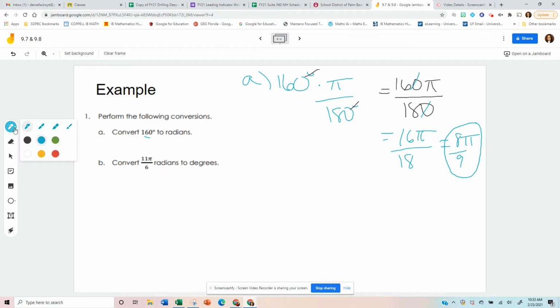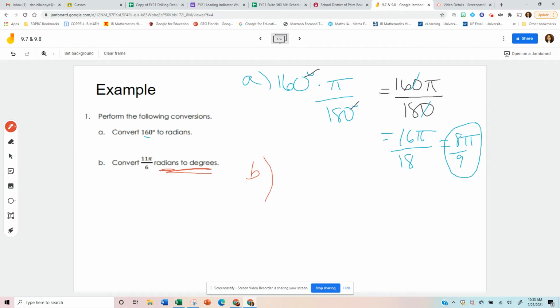Let's take a look at part B. For part B, I am converting a radian to a degree. So the multiplication is not going to be the same as here. It's going to be opposite.